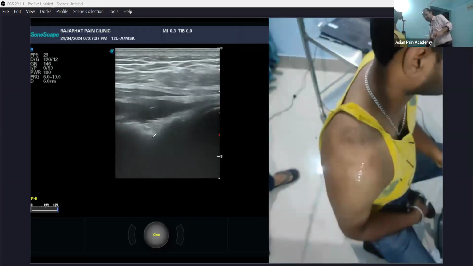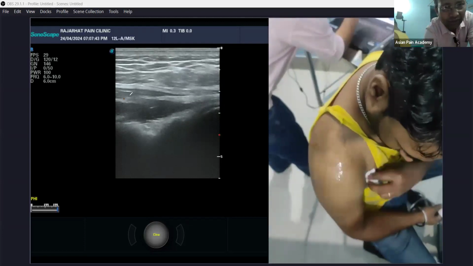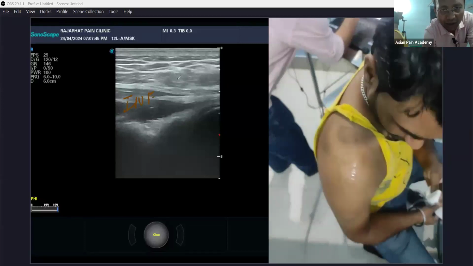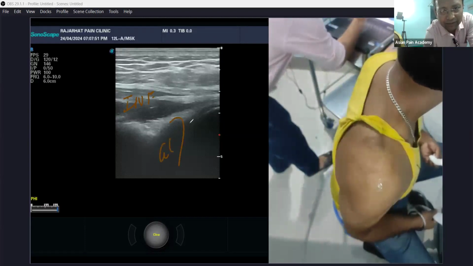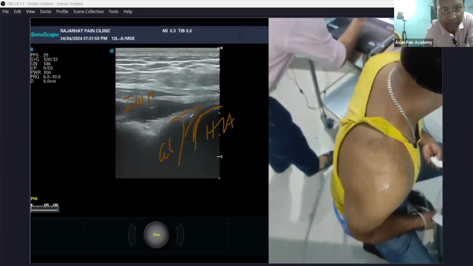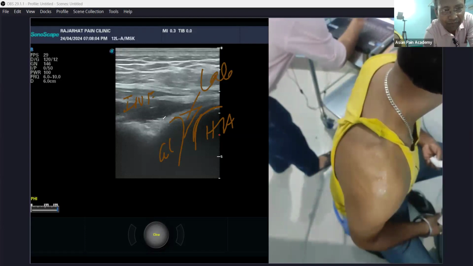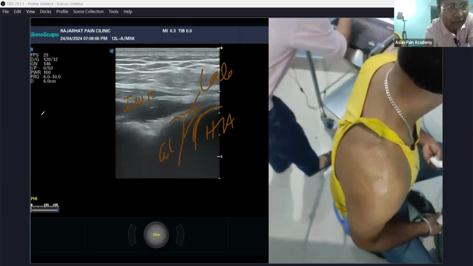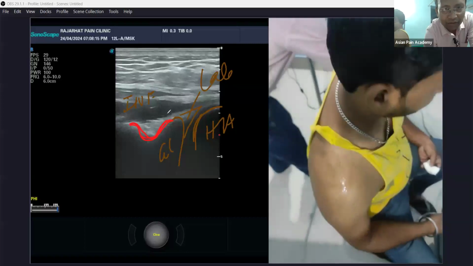So I just tell you, under the infraspinatus, this is the infraspinatus muscle. Now we have already seen the glenohumeral joint. So this is the glenoid, and this is the humeral head. We have seen the labrum. This is the labrum. So now we are seeing just medial to that. So this area is nothing but the spinoglenoid notch.